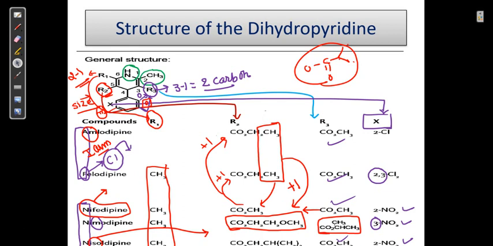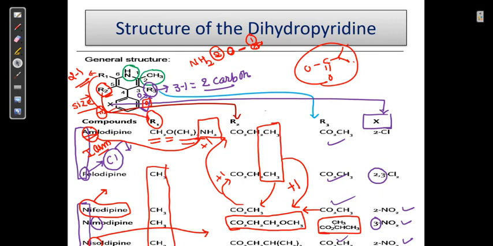But amlodipine, the word starts with am, meaning amine. So NH2 containing 2 carbon, then oxygen containing 1 carbon. What does it indicate? It indicates NH2 ethyl oxygen methyl. So I can say amino ethoxy methyl. It starts with amino ethoxy methyl. I have given some tricks to remember it. If you try in such a way, you can easily remember.